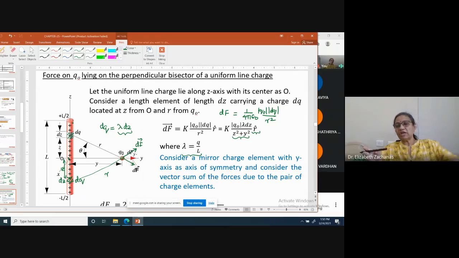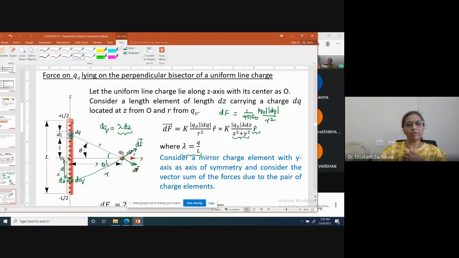Okay, in other words, now I have taken two elements, a mirror element from the bottom and one element from the top, and I have drawn two dF vectors, one here and the other here. Quite simply, you can see that there is a symmetry in the picture. If theta is the angle that this r vector makes with dq, here also theta will be the angle that this r vector makes with dq.